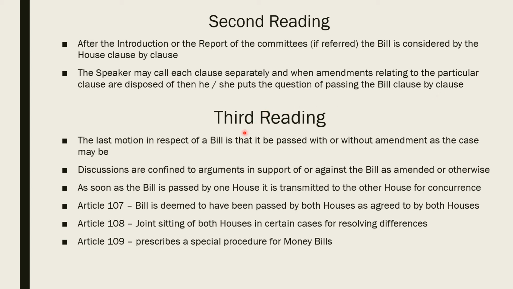Okay. Then comes the third stage, and that is the third reading. So this is the last motion in respect of a bill, and that is that it is to be passed with or without amendment as the case may be. Now discussions at this stage are confined to arguments in support of or against the bill as amended or otherwise. As soon as the bill is passed by one house, it is transmitted to the other house for concurrence, of course with a message to that effect. Under Article 107, a bill is deemed to have been passed by both houses if it has been agreed to by them, either without amendment or with such amendments only as are agreed to by both the houses.